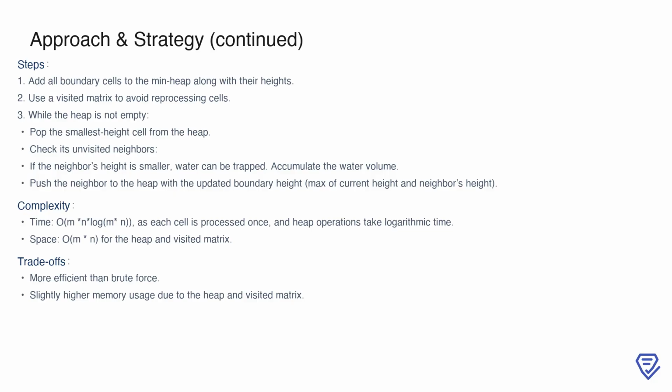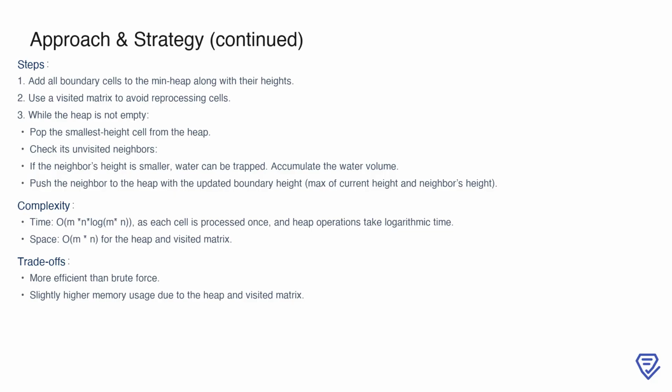Using a min-heap, we start by adding all boundary cells along with their heights into the heap. To ensure no cell is processed more than once, we use a visited matrix. Then, we repeatedly extract the smallest height cell from the heap and examine its unvisited neighbors.